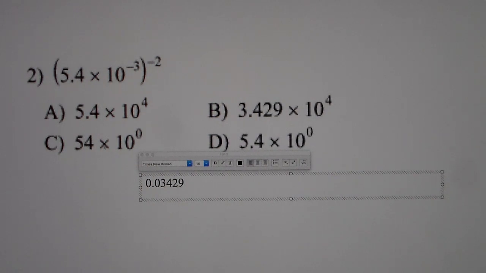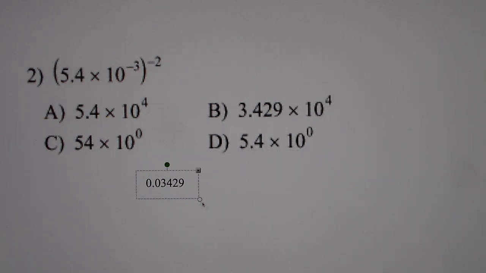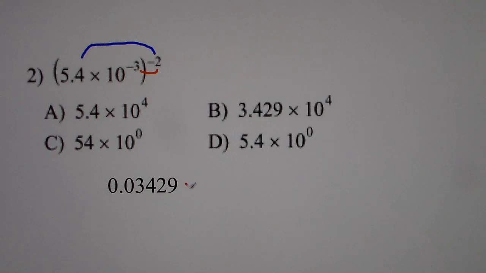I'm going to stop there because it looks like in our answers that's where it stops. So that number that we got right there, all I did was put that negative 2 onto the 5.4. So 5.4 to the power of negative 2. That's how I got that number. Then we also got to apply this negative 2 to the times 10 to the negative 3 power. So negative 3 times negative 2, that's going to get us positive 6. So times 10 to the positive 6.